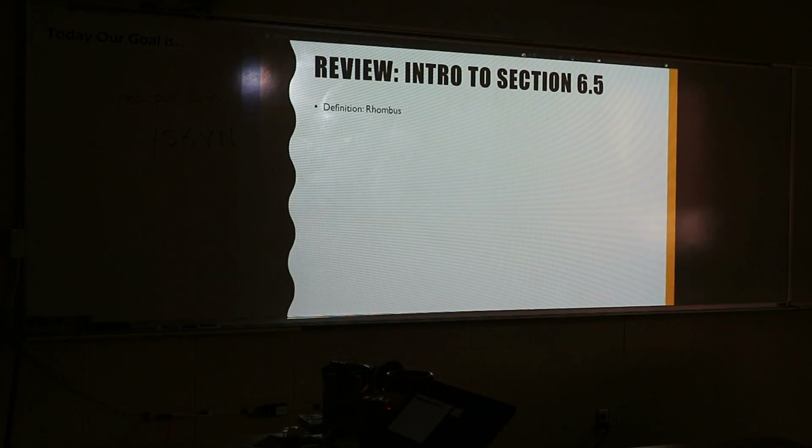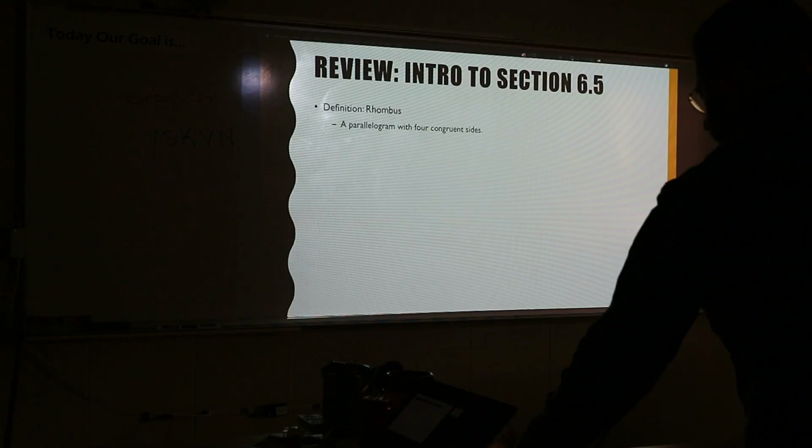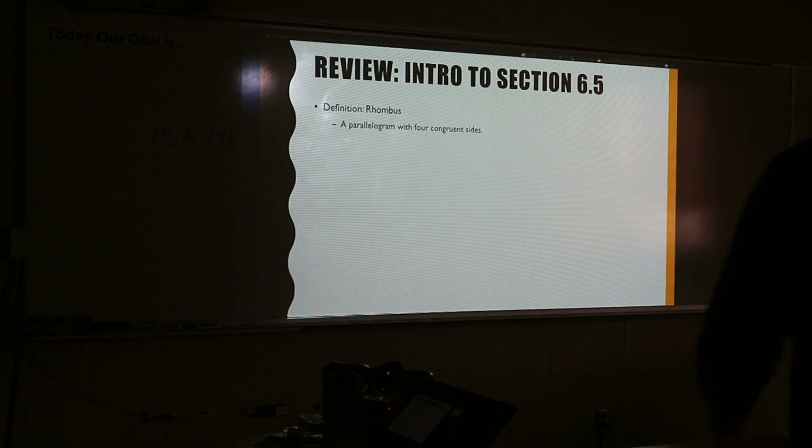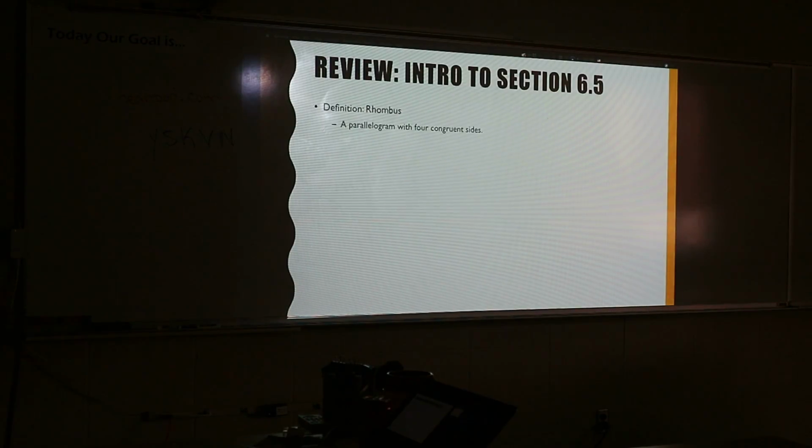Okay, we talked about the definition of a rhombus on Friday. So if you were not here, a rhombus is a parallelogram, so it has parallel walls. Totally forgot to click. Okay. A rhombus is a parallelogram that has 4 congruent sides. That's it. That's the whole difference. It has 4 congruent sides.